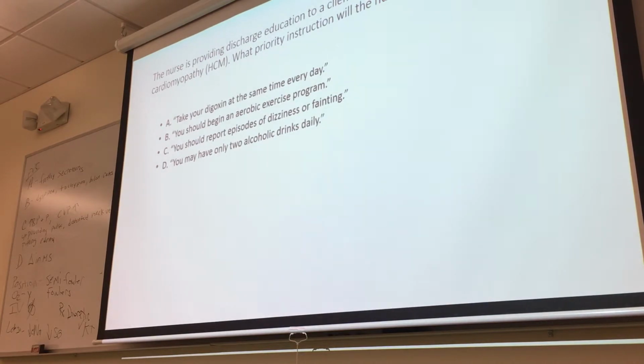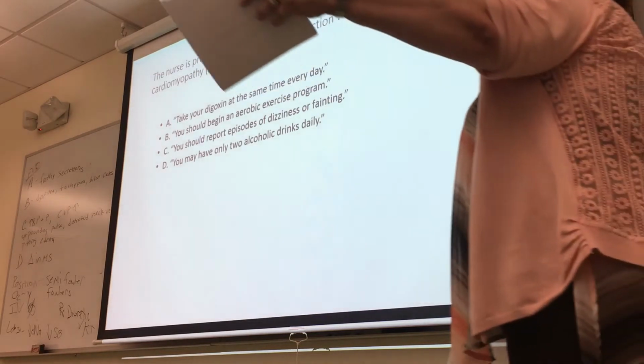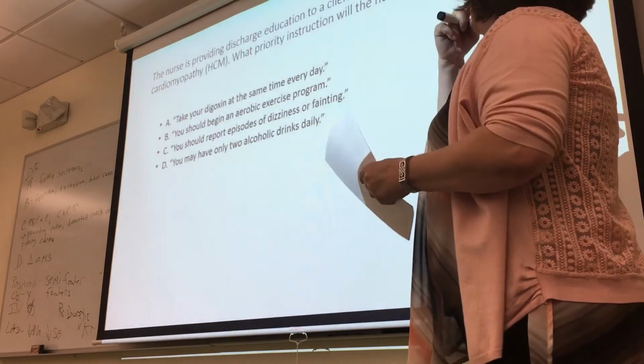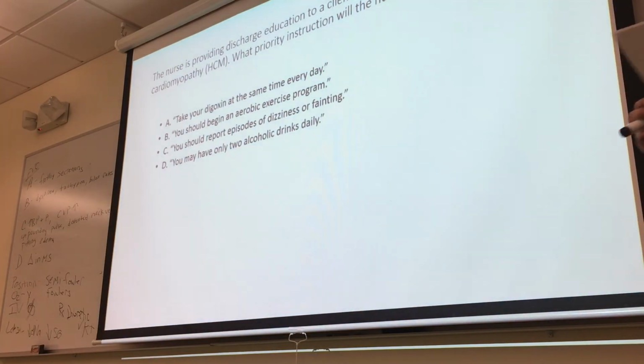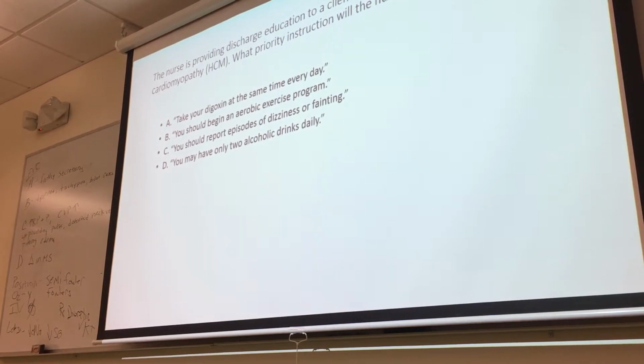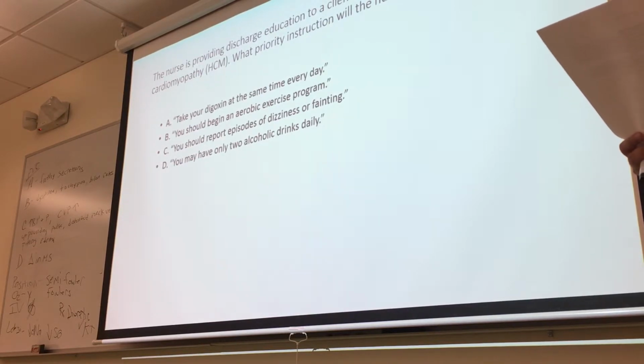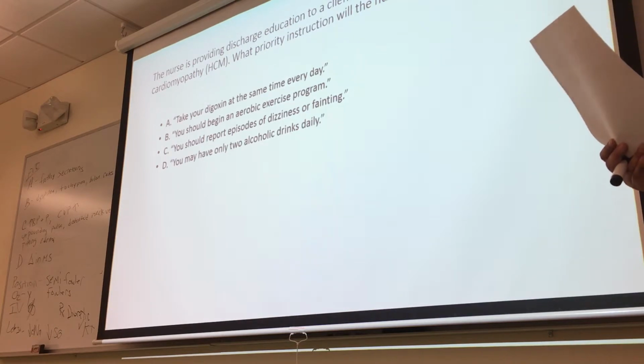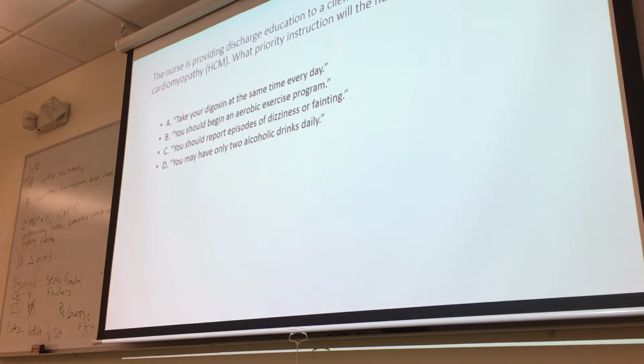What is the priority goal for someone with cardiomyopathy? The ultimate goal. The ultimate goal for someone with cardiomyopathy is that we want to maintain cardiac output. We want to improve it, but if not, we want to maintain it. Cardiomyopathy could lead to heart failure. Sodium is a major electrolyte involved and can lead to heart failure.